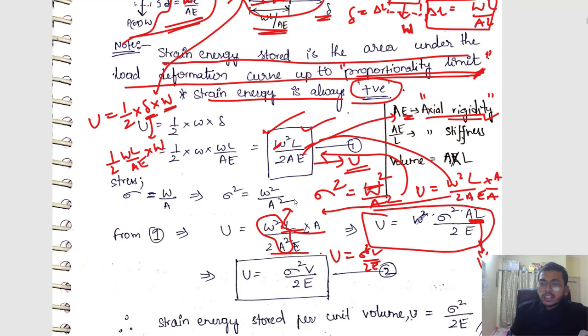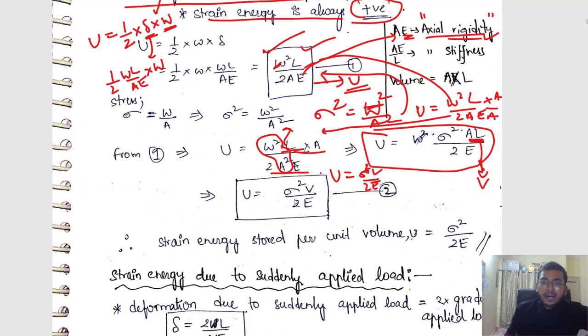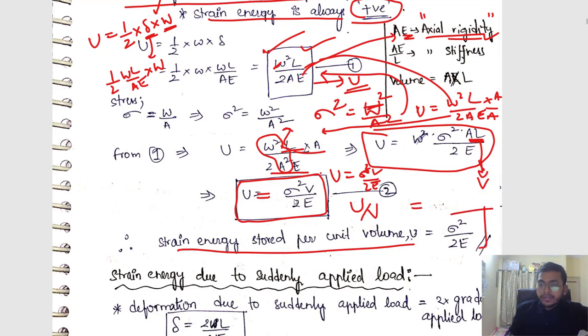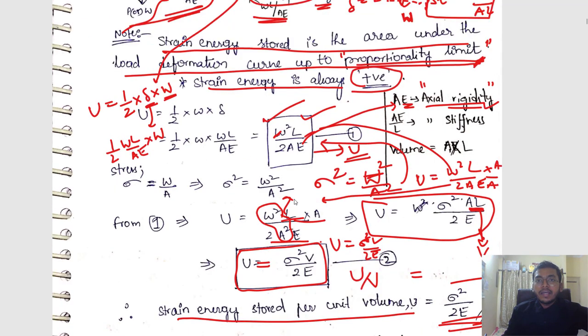Okay. You can write it as sigma square or you can write F square also, up to you. Sigma represents the stress. So your strain energy is sigma square V by 2E. This is the final result which you have got. Okay. What will be the strain energy per unit volume? This is the strain energy of the entire body, right? What will be the strain energy stored per unit volume of that body? It is nothing but your strain energy divided by your volume. It will be sigma square by 2E. Okay. So this is about the strain energy stored because of the gradually applied load.